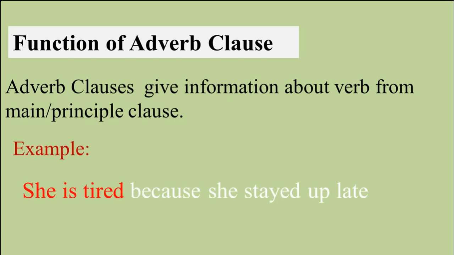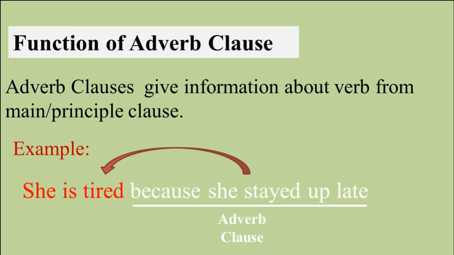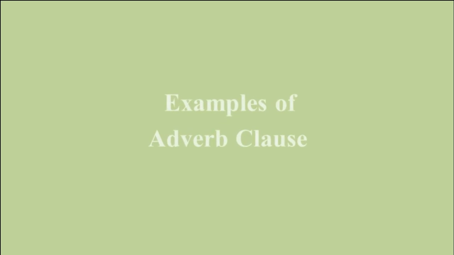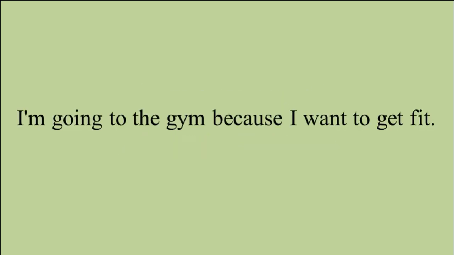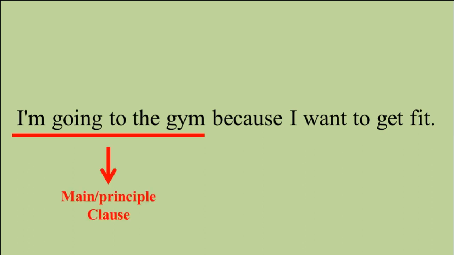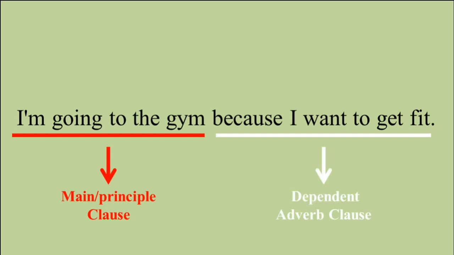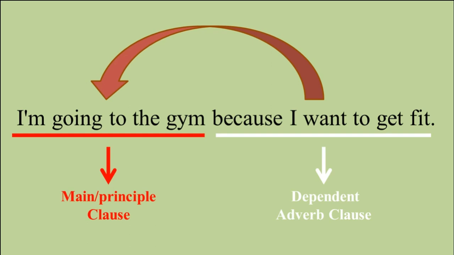Example: She's tired because she stayed up late. Because she stayed up late, it's an adverb clause. It gives more information about the verb tired. Examples of adverb clause. I'm going to the gym because I want to get fit. I'm going to the gym, it's the main or principal clause. Because I want to get fit, it's a dependent adverb clause. It gives information about the verb going.